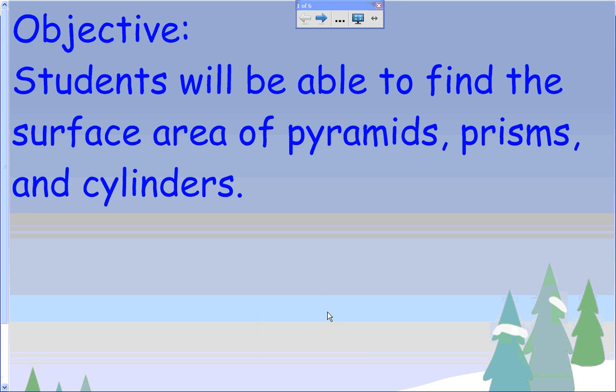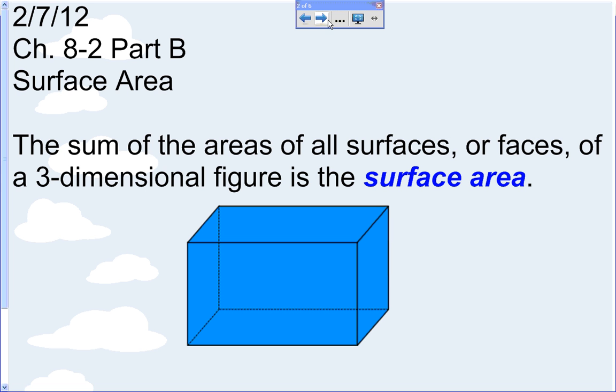All right, the objective for this lesson is for students to be able to find the surface area of pyramids, prisms, and cylinders. So this is in our textbook in chapter 8.2. In 8.2 part A, we just cut out some nets. Today we're going to actually take those figures that we made nets for and find the surface area.